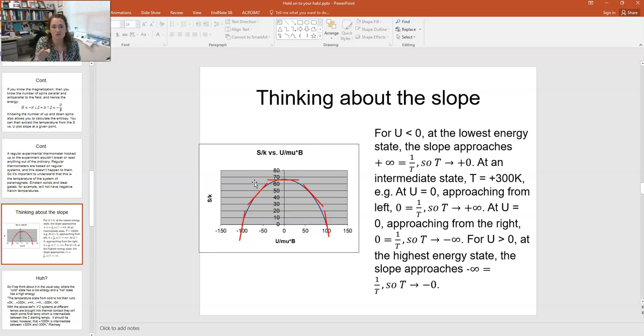Now let's look at the right-hand side, which is a lot stranger. Let's say that we're at U equal to 0, but we're approaching it from the right-hand side. That means that we have a negative slope, but it's getting shallower and shallower and shallower. So approaching from the right, 0 is equal to 1 over T, but the slope is negative, so T is approaching negative infinity.